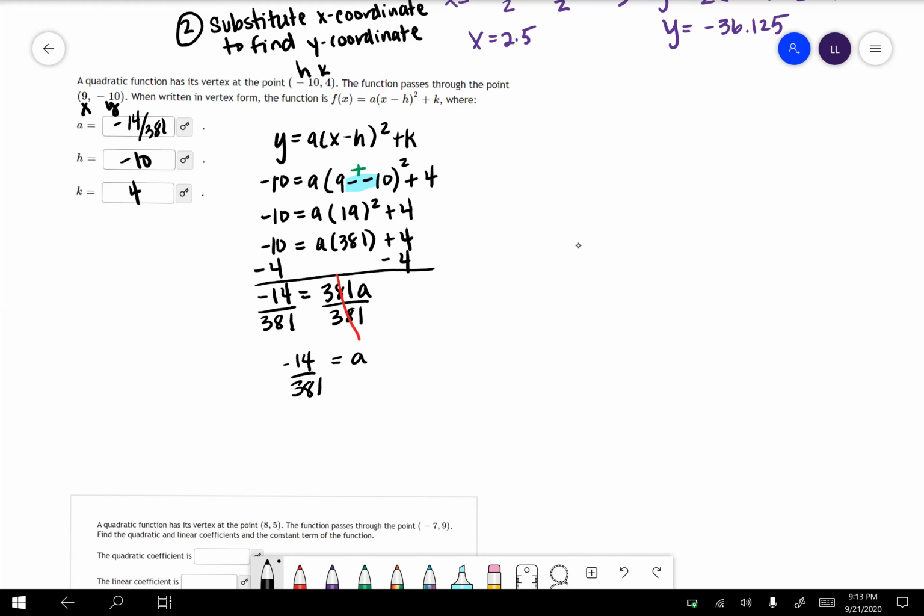But let's go ahead and write the equation. So we know what A is now, right? So negative 14 over 381. And we keep our vertex. So our vertex was negative 10 and a positive 4. So that's x plus 10 squared, plus 4. And that gives us our equation in vertex form.